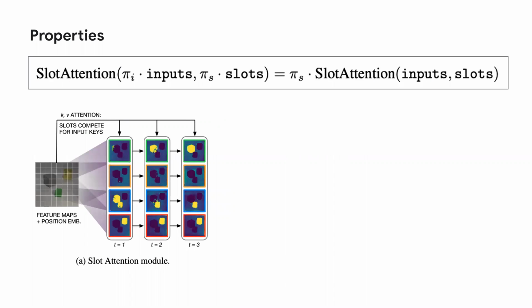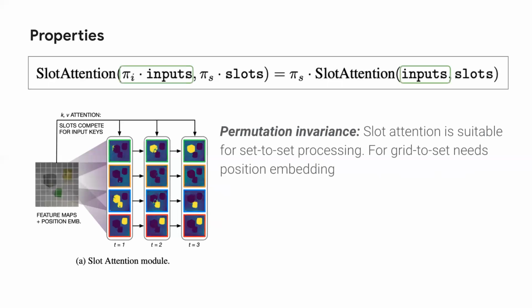So slot attention has two key properties, which are depicted in this equation here on top. The first one is that it's permutation invariant with respect to the input, meaning that, as with regular transformers, it is suitable for set-to-set processing. The main difference is that the input and output sets can have different cardinality. But when we want to do grid to set, then we need to add position embeddings. Otherwise, we lose the positional information due to the permutation invariance.